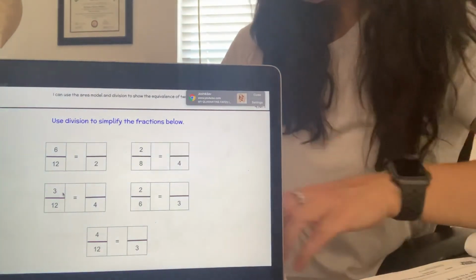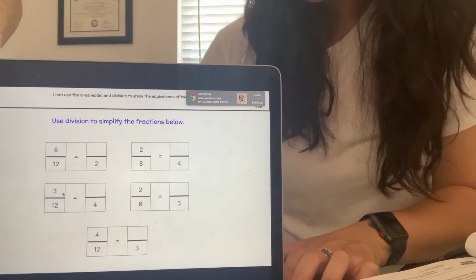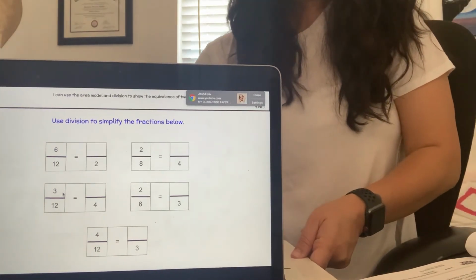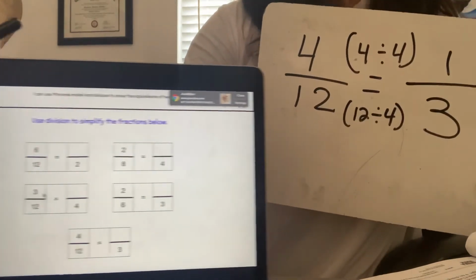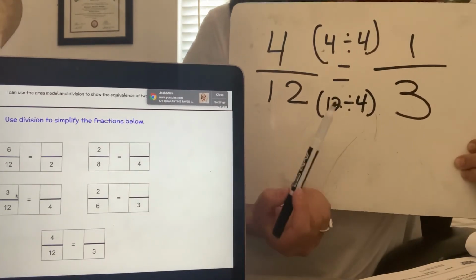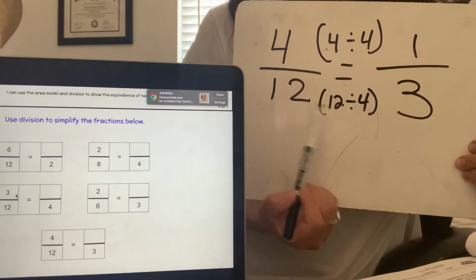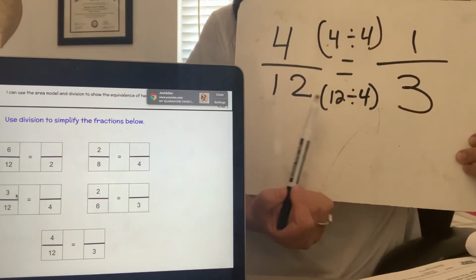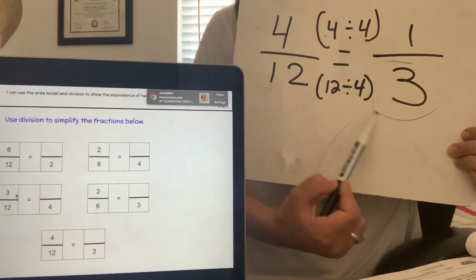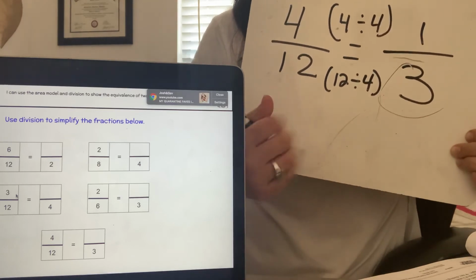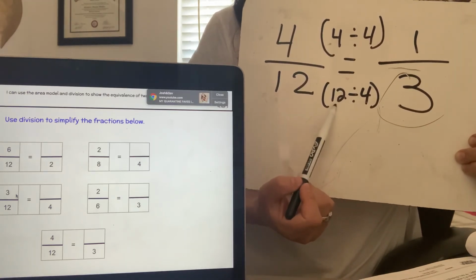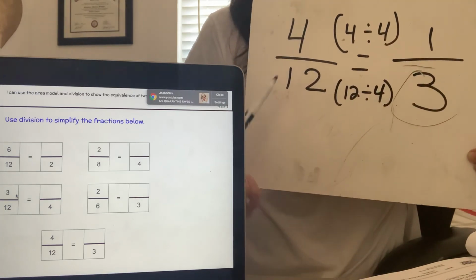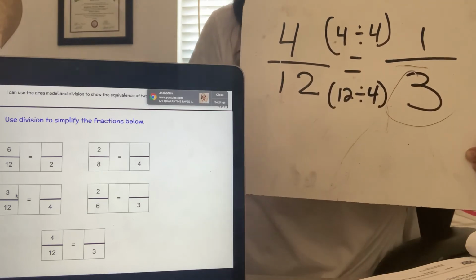Okay, so we have that they must have divided 12 by 4 to get 3. The reason I know that is because they already gave me this number, and I know that 3 can go into 12 4 times. So if I divide 12 by 4, I also need to divide the top number by 4, which would get me 1. So 4/12 is equal to 1/3.